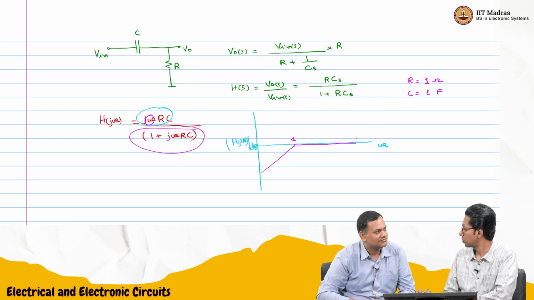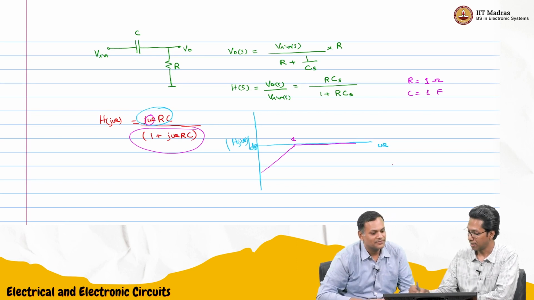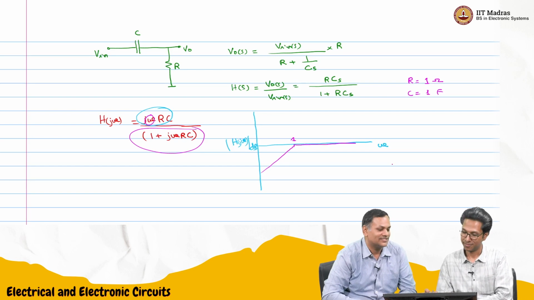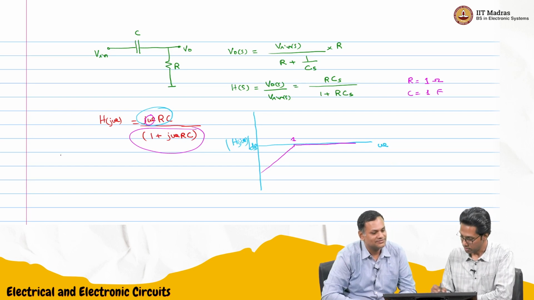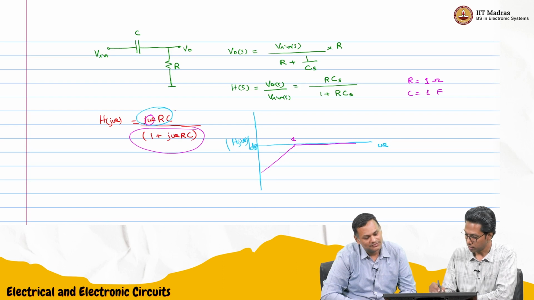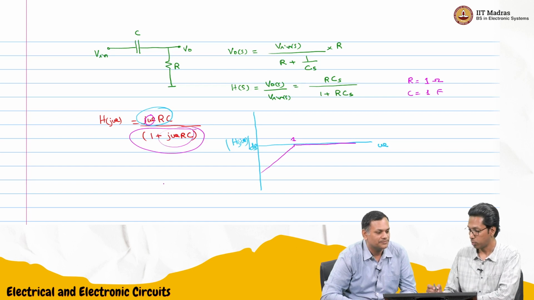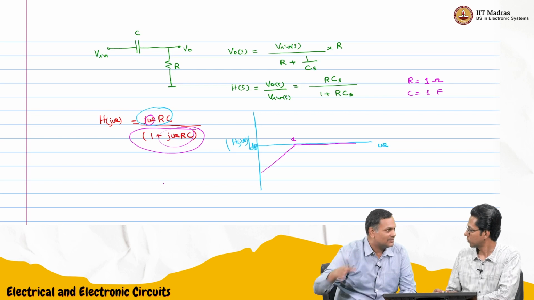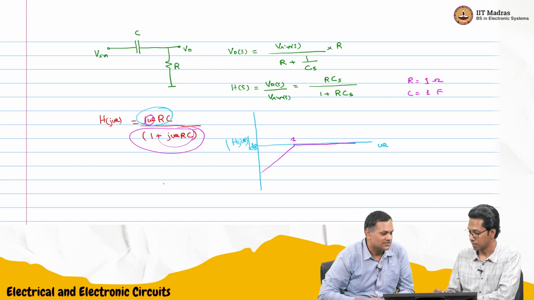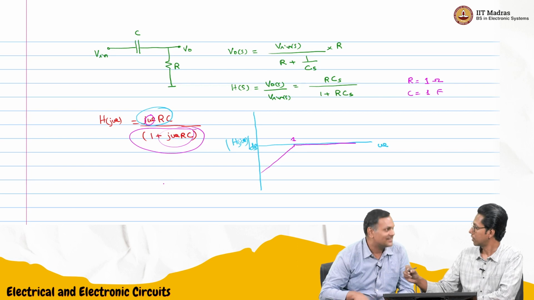So this is a high pass filter, passing the high frequencies. For the phase, the numerator will introduce plus 90 degrees. At the pole frequency, it will come down to 45 degrees, and then come down to zero at very high frequencies. So it will start at 90 and come down to zero.